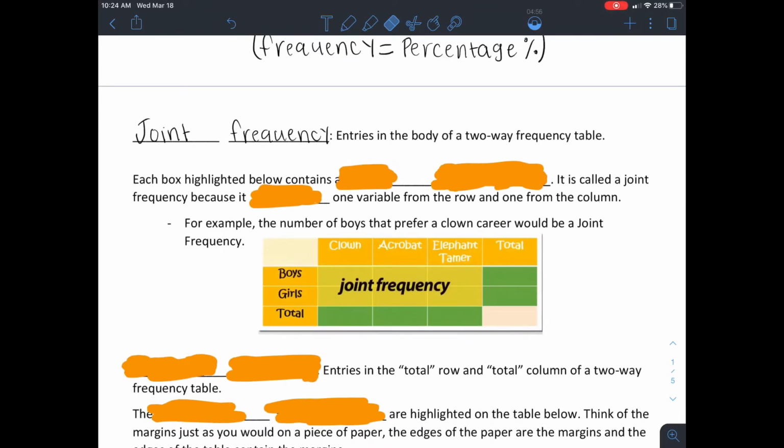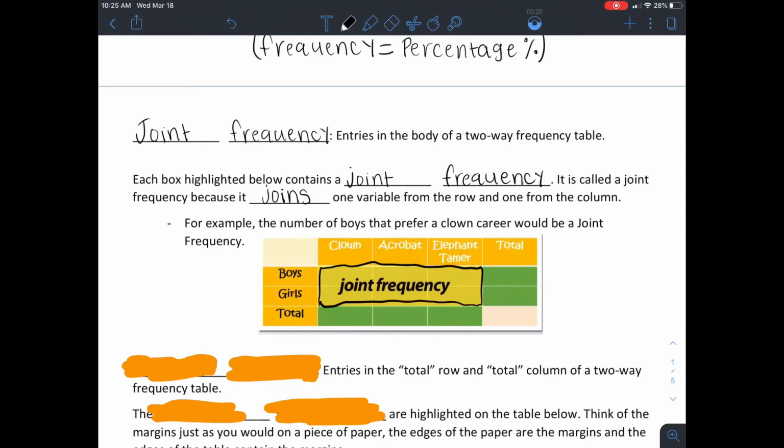So, joint frequencies. A joint frequency are the entries in the body of a two-way table. Each box highlighted below contains a joint frequency. It is called a joint frequency because it joins one variable from the row and one from the column. So all these numbers right here in this highlighted box in the meat or in the body of our table are called our joint frequencies.